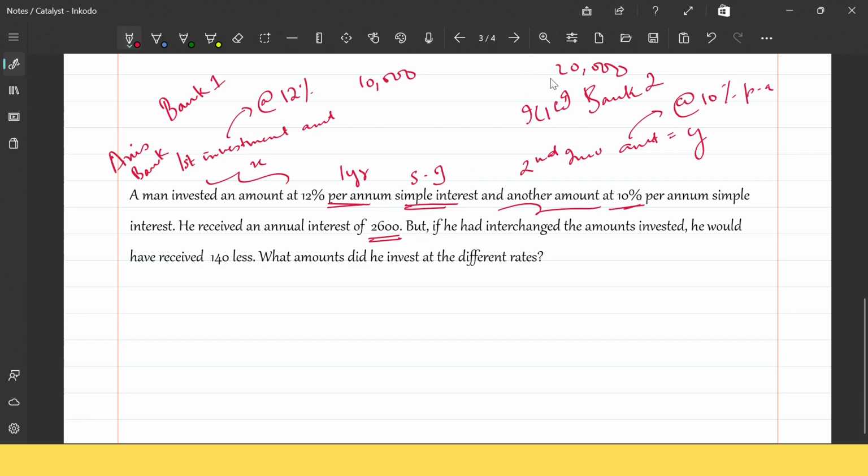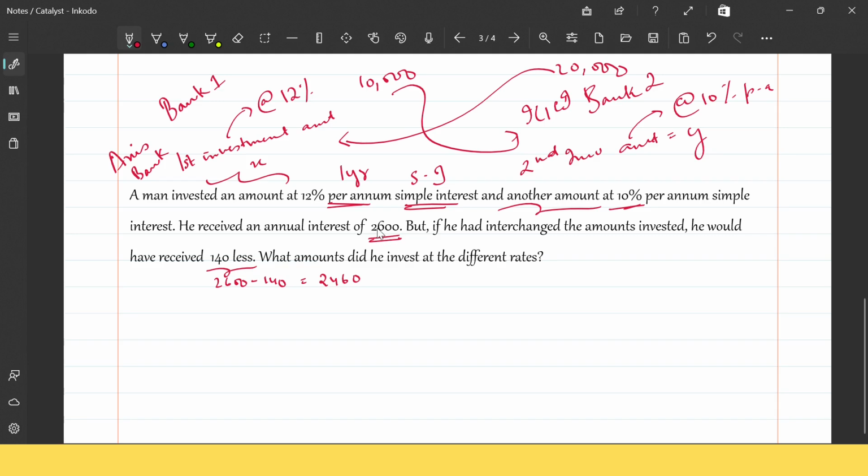But if he had interchanged the amount, that is 20,000 he had given to Axis Bank and 10,000 to ICICI Bank, then the interest that he would receive would be 140 less. 2,600 is what he is receiving right now. If he had interchanged the amount, he would have gotten 140 less, simply 2,600 minus 140, he would have gotten 2,460. Just to confuse you, instead of giving 2,460, they have told 140 less. 140 you have to subtract from 2,600.